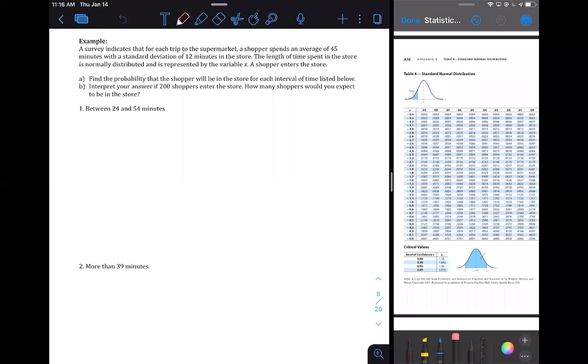All right, so we are taking what we talked about, z-scores, what we talked about, the normal distribution, and combining those together to find probability. So yeah, if you don't have your tables out, you're going to need those as well. So make sure you get those.